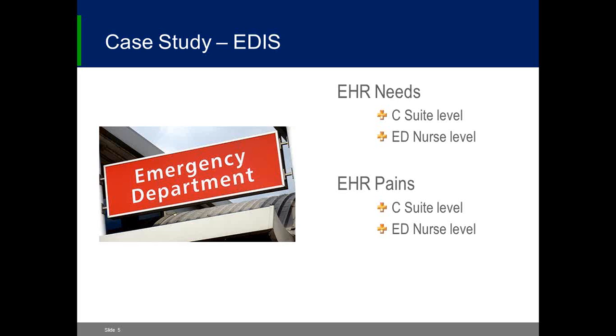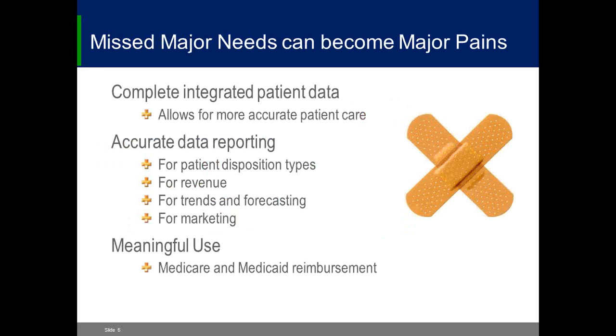So this company decided that they needed to do refresher education. They didn't have time for the nurses to figure this out on their own, and workarounds were mounting, frustration was mounting, and again, statistics and numbers were dropping. What's important to remember is that when you miss your major needs, you do have major pains. Okay? Complete integrated patient data. If your charts aren't complete, everything is going to be affected. Accurate data reporting is important for patient disposition types, for revenue recognition, for trending and forecasting, and for marketing.